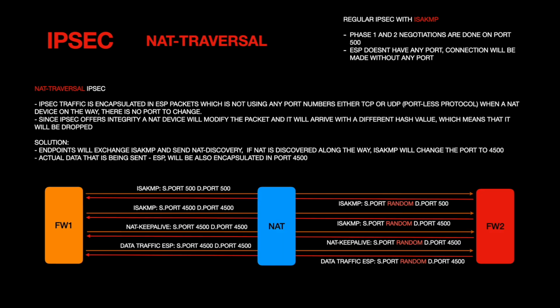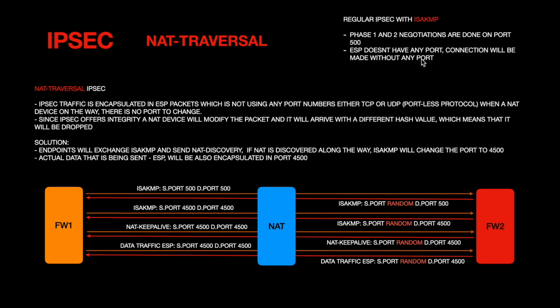Also, as you saw in the Wireshark traces, IPsec is working on port 500 when the negotiations are done, and ESP doesn't have any port, and the connection will be just portless, as ESP is a portless protocol. Because of this, because ESP is a portless protocol, we have a problem. And the problem arises when one of the firewalls is hidden behind a NAT device.